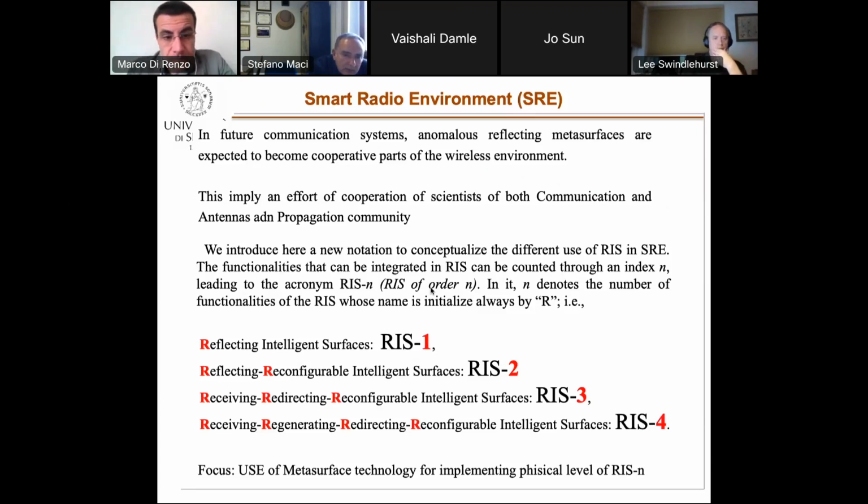Next, we have also receiving and redirecting reconfigurable intelligent surfaces, RIS3, and receiving, regenerating, redirecting reconfigurable intelligent surface, RIS4. This is just to simplify the notation and the terminology, but it's essentially what Marco has already discussed and what is under discussion in standardization organizations like ETSI and 3GPP. In particular, we will introduce the use of metasurface technology for implementing the physical level of RIS-n.